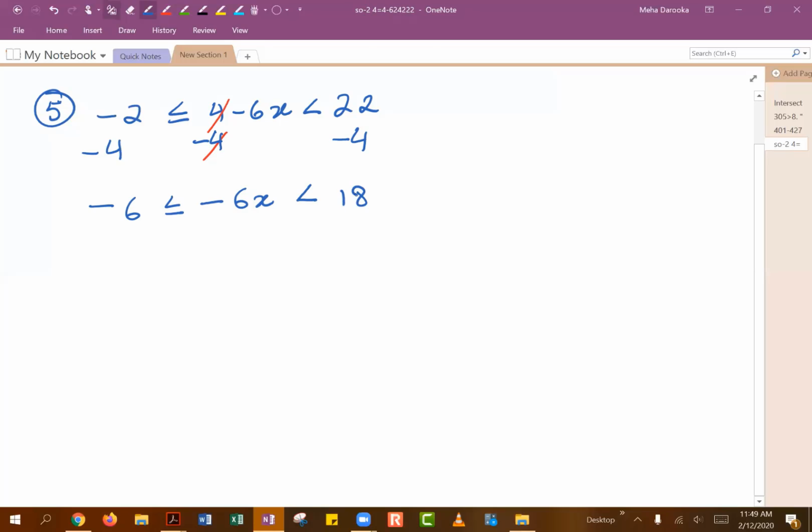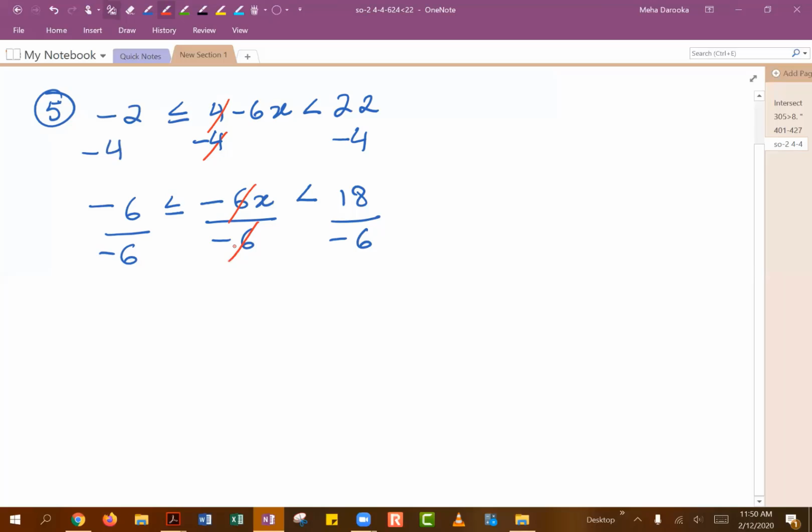And of course, now the idea is to get that x by itself, which means we'll need to get rid of the -6. What do we do for that? Very good. Divide. Yes, very good. Your inequality symbol is going to change because we're dividing all 3 sides by -6.